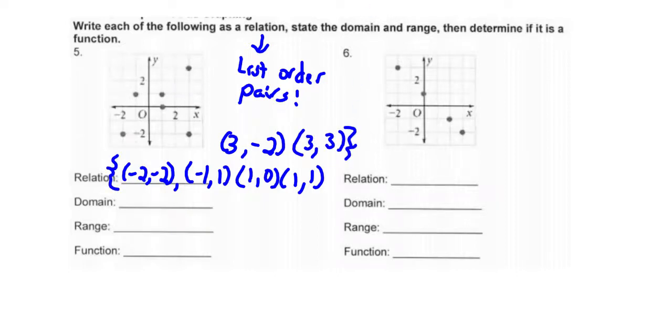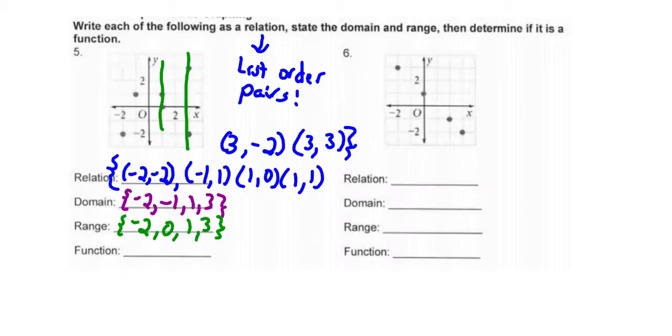All right, then the domain, of course, is the first number of each order pair. This one does have to be written in increasing order. The range is the second number in each pair. Also written in increasing order. Then to determine if it's a function or not, I can either do the vertical line test from the graph, or I can look at the pairs like I did in examples 1, 2, 3, and 4. But no, this is not a function.